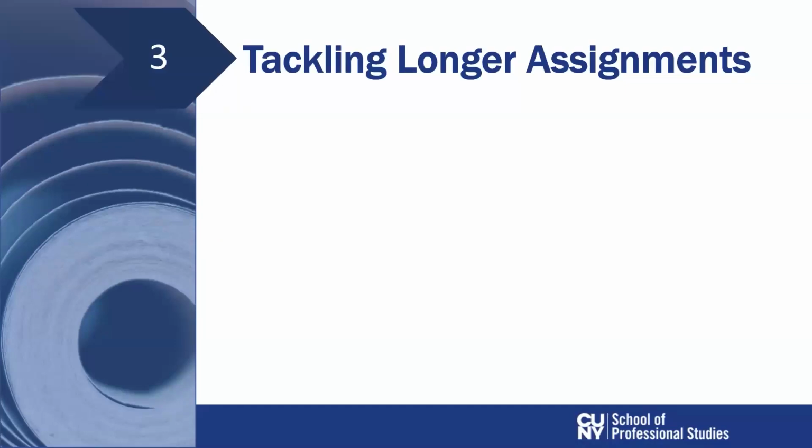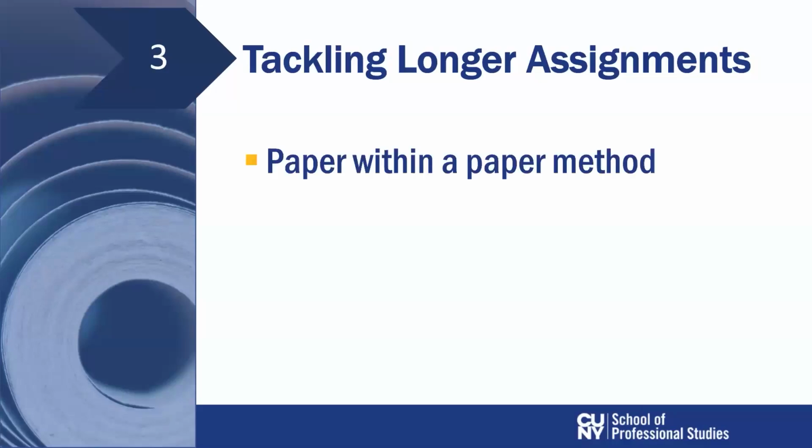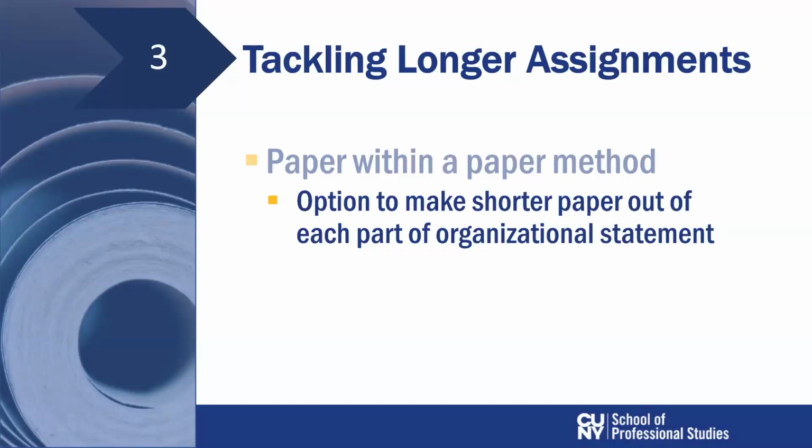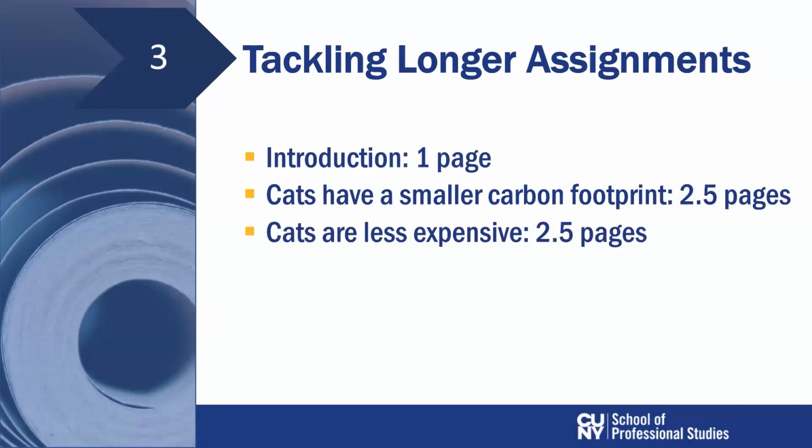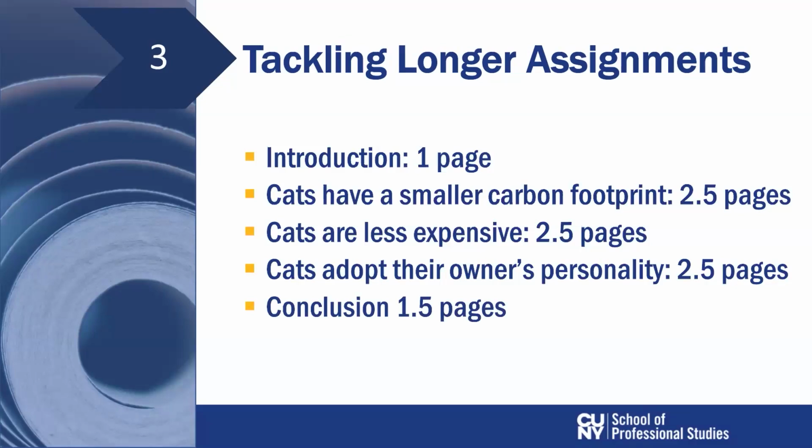And then if we bring that to a larger assignment and you have your organizational statement, you can actually do the paper within a paper method. Essentially, you are making a shorter paper out of each part of that organizational statement. You are writing an outline for the overall structure, but also for those shorter papers. And what does that look like? Well, if these are the parts of my paper, and let's say I have approximately an 8 to 10 page paper to write, well, I've got my introduction, that's a page. I've got a conclusion, let's say that's a page to a page and a half. And then I'm writing a 2 to 3 page paper on each part of my organizational statement.